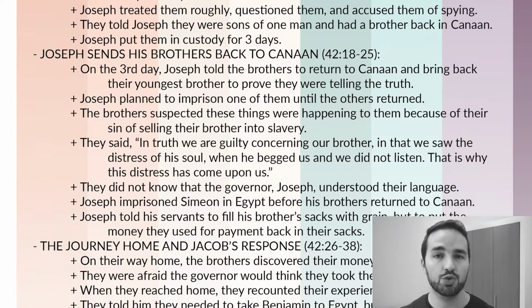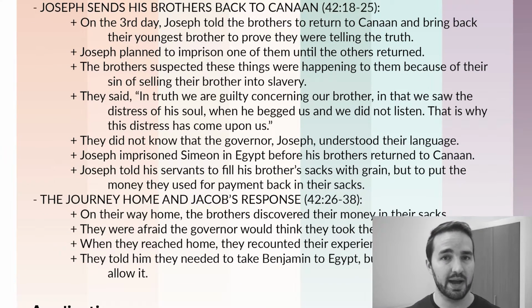In verses 18 through 25, Joseph sends his brothers back to Canaan. So on the 3rd day of their custody, Joseph brought them out, and they appeared before him again. And he told them that they needed to go to the land of Canaan and to bring back their youngest brother. That way they could prove that they were honest men and that they were telling the truth and that they weren't spies. He told them that he was going to keep one of them in custody in Egypt while the other ones were going to get their youngest brother.